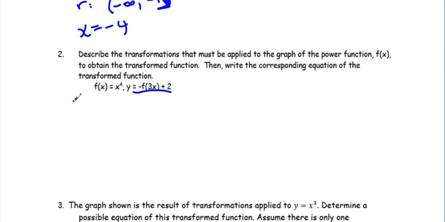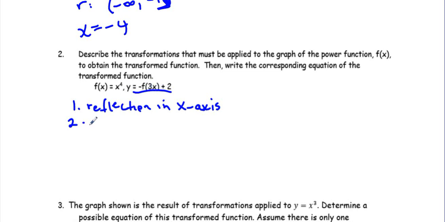So if I just go left to right again, this negative is outside the f. That means it's pertaining to the reflection in the x-axis, right? It has to do with the y's. And the y's are the ones that are affected when we reflect in the x-axis. We go inside now. This is beside the x. This is our k value.